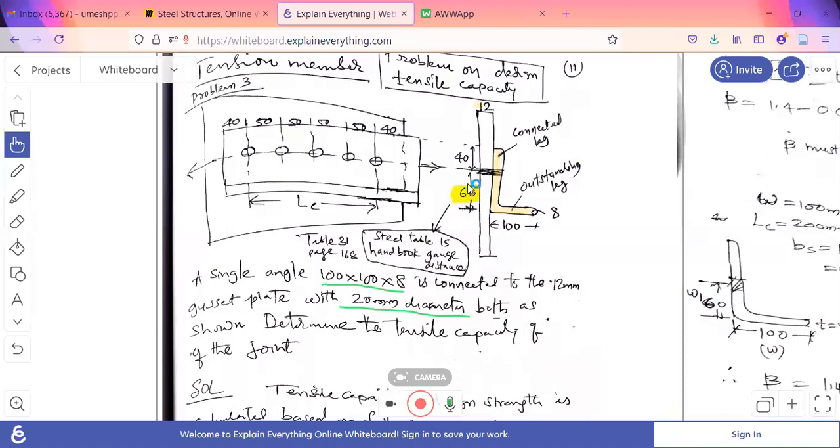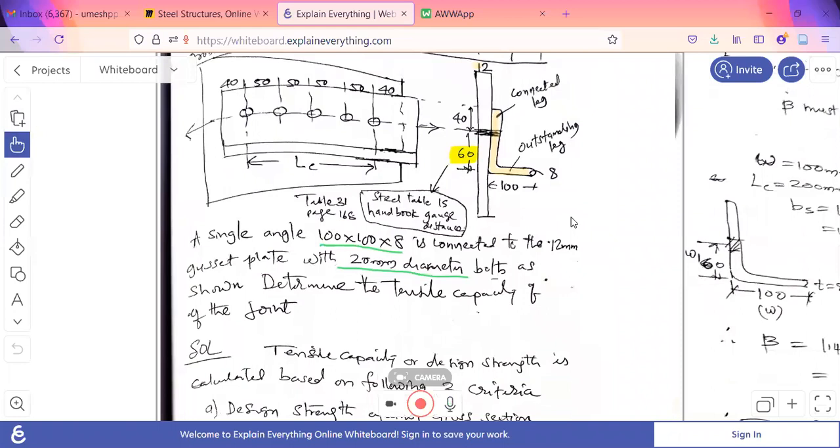I have already highlighted this in the notes using the highlighter pen, and I have given you where it is available. But in this problem, they have given it. Normally, they are supposed to give that. In the design, you have to check it. This is not a design problem. So let us see that. With 20 diameter bolts, as shown, determine the tensile capacity of the joint. So usually it carries 12 marks.